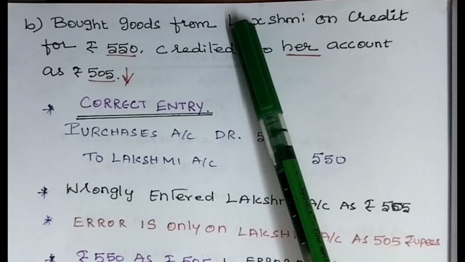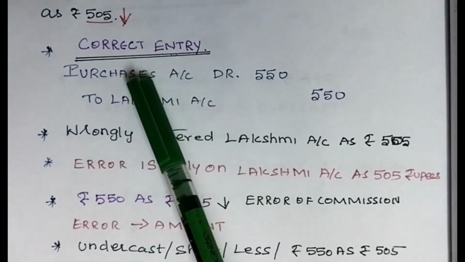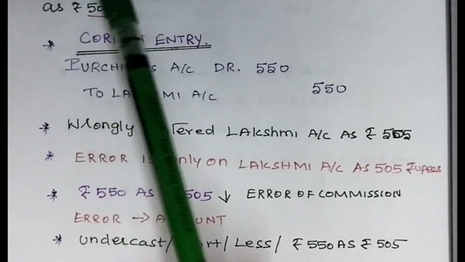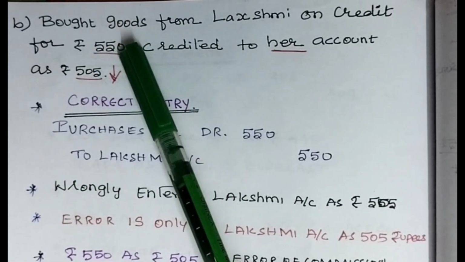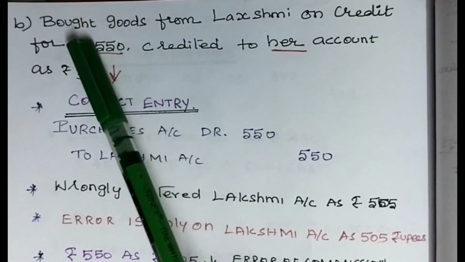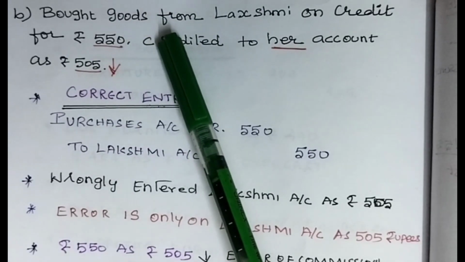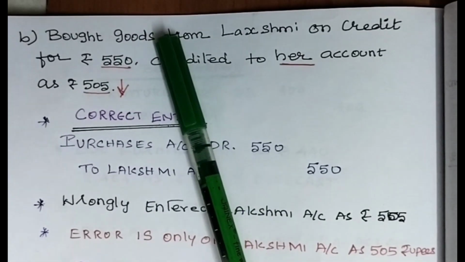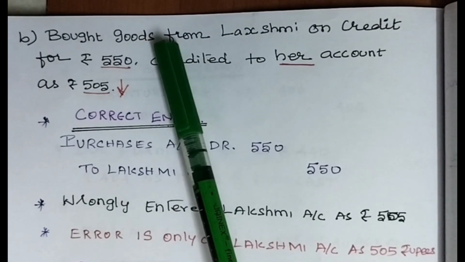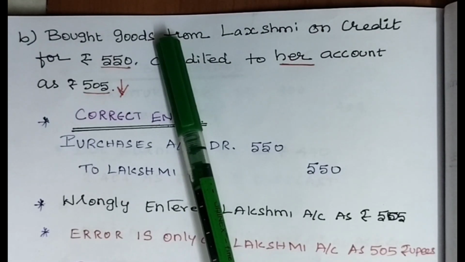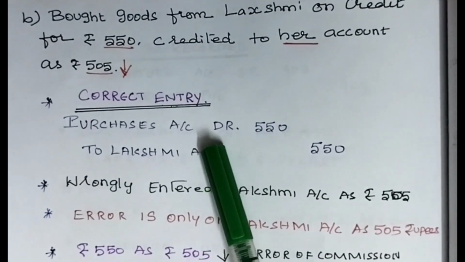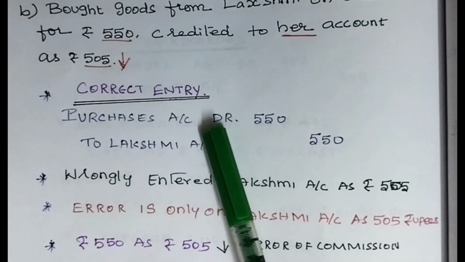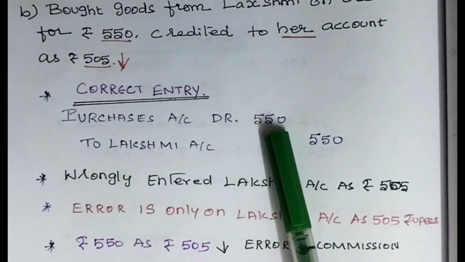Okay. So, what is the correct entry for credit purchases up to this? Bought goods from Lakshmi on credit rupees 550. Up to this, what is the journal entry? Bought goods means purchased goods, that is expenses. When you purchase goods, you spend some money. So that is expenses. Purchases means bought goods means expenses. Whenever expenses increase, all the expenses are to be debited. Okay, so purchases account debit 550 rupees.